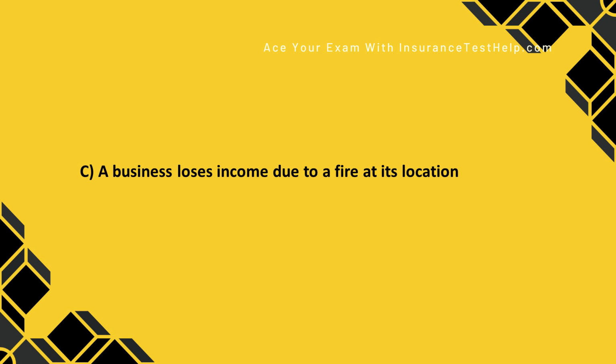This is going to be C, a business loses income due to a fire at its location. That is an indirect loss. The loss was actually the fire. The indirect loss is the amount of money that you lose due to that original loss.